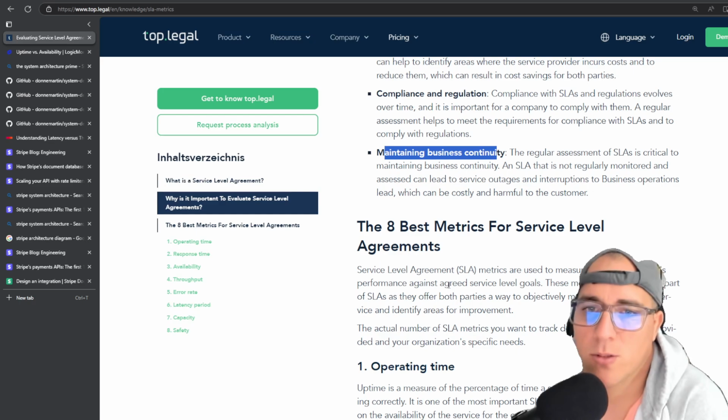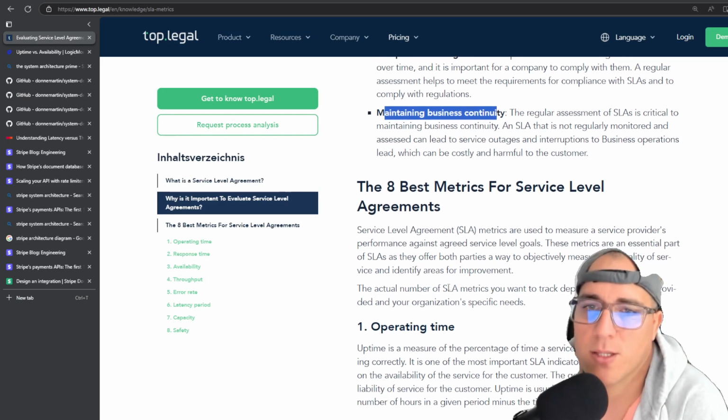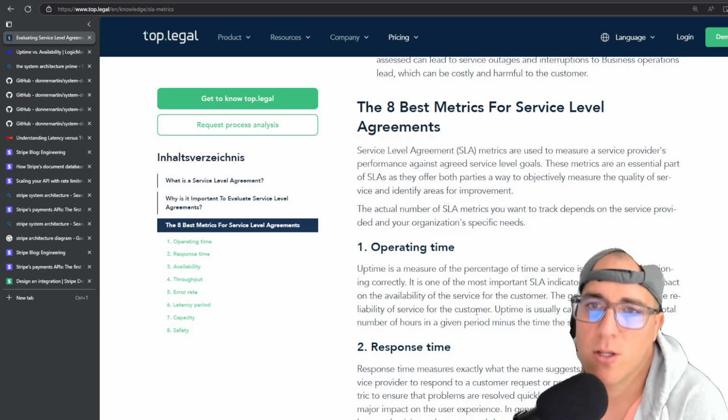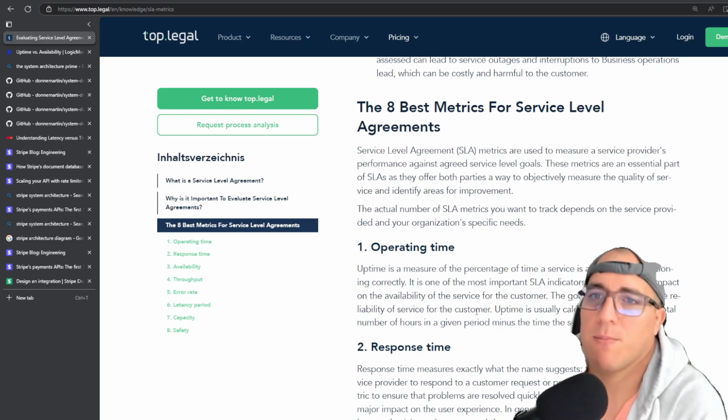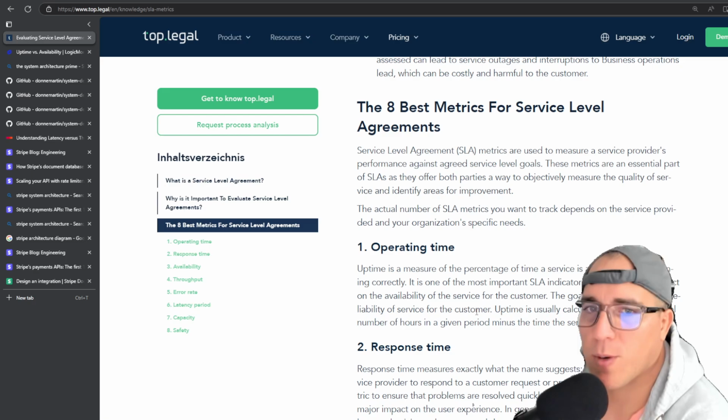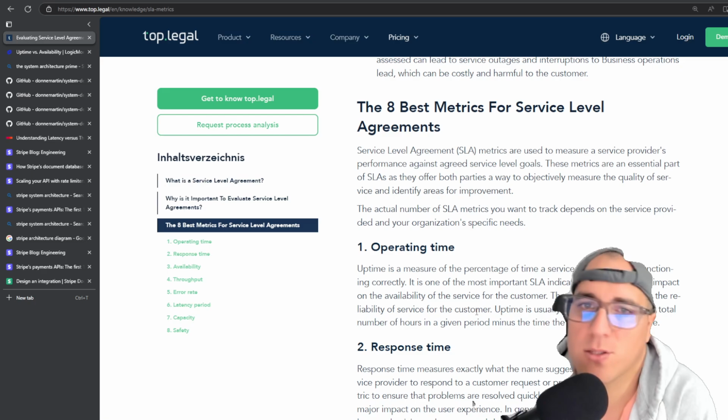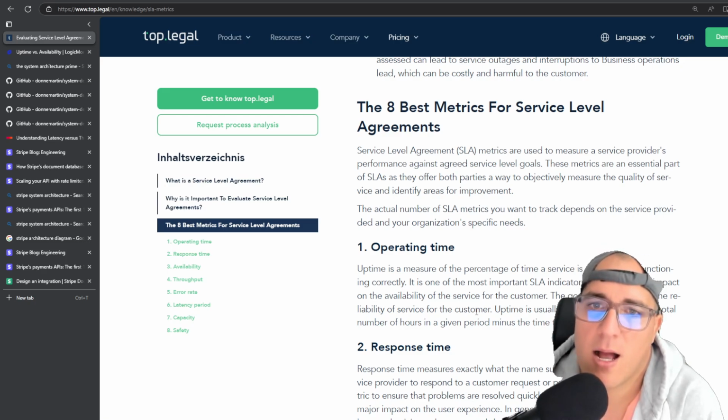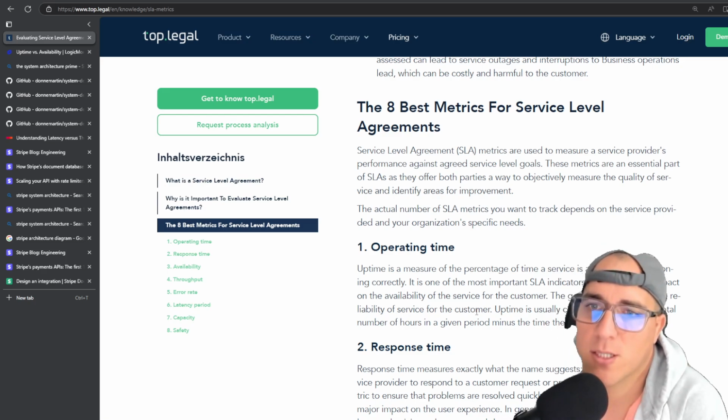But let's talk about the most important metrics that any service level agreement should consider. Service level agreement metrics are used to measure a service provider's performance against agreed service level goals. These metrics are an essential part of SLAs. They offer both parties a way to objectively measure the quality of the service and identify areas for improvement. The actual number of SLA metrics you want to track depends on the service provider and your organization's specific needs. This makes a lot of sense.